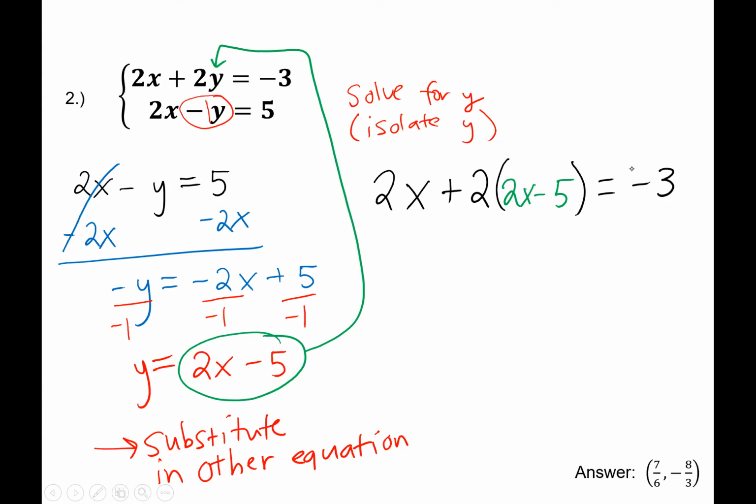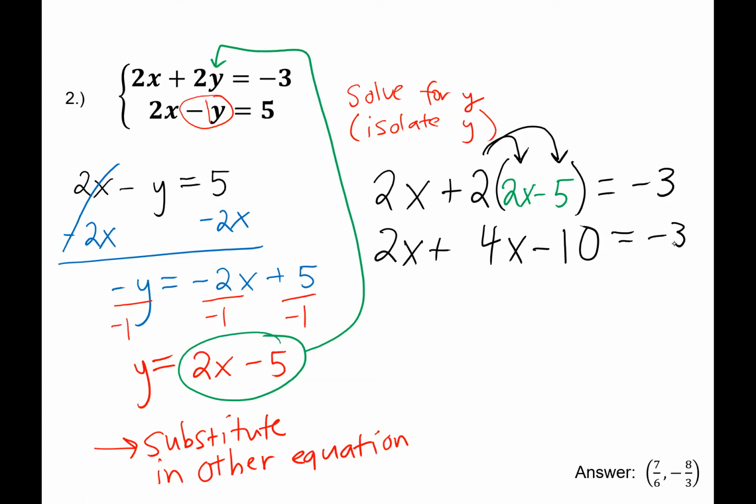Now we've created this one single equation that has one variable, just x, and we get to solve it. We have these parentheses, with a 2 in front of them. Let's distribute that 2. So 2 times 2x becomes 4x, minus 2 times 5 is 10. Putting it all together, now we have 2x plus 4x minus 10 equals -3. So I distributed, that was the first step. Next, let's combine like terms. 2x plus 4x is 6x. So we have 6x minus 10 equals -3.